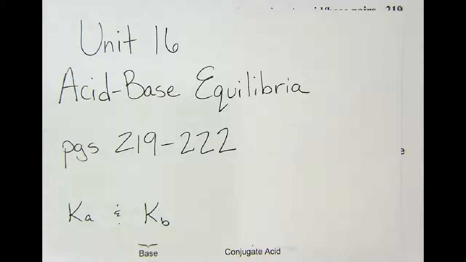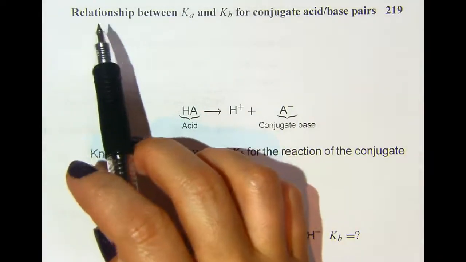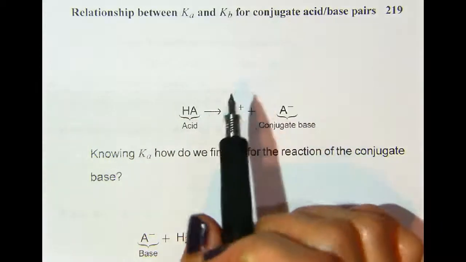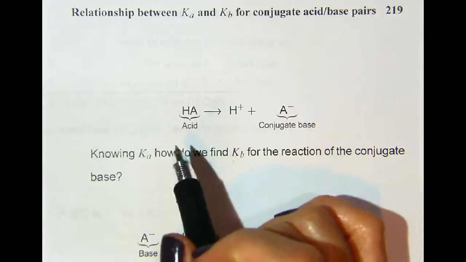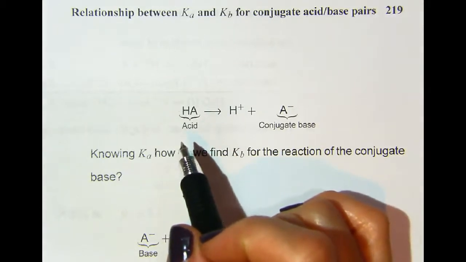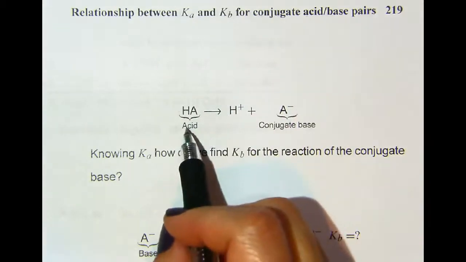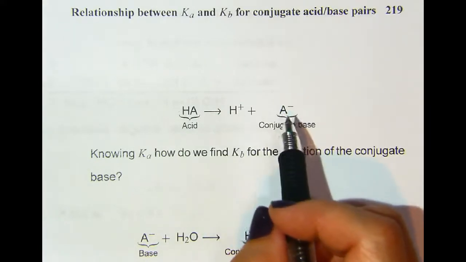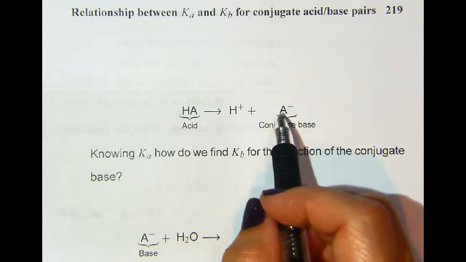Unit 16, Acid-Base Equilibria, pages 219 to 222, and this is going to be about Ka and how it relates to Kb. So we're going to focus on the relationship between Ka and Kb for conjugate acid-base pairs, namely focusing on weak acids and bases. So here you have a weak acid, and when it ionizes, you get the hydrogen ion and you get its conjugate base, which is the anion.